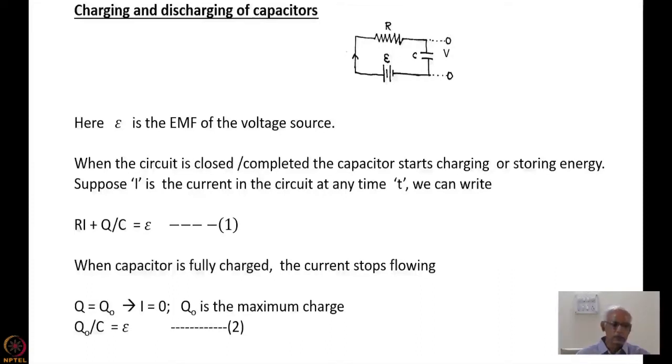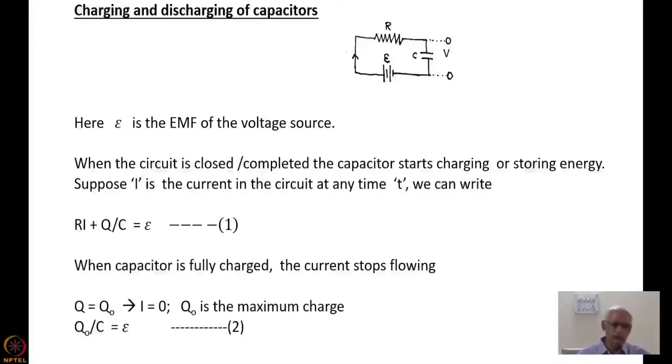So let us say that here epsilon is the EMF of the voltage source, or we are using a battery here. When the circuit is closed or completed, the capacitor starts charging, or it starts storing the energy. Suppose I is the current passing through this circuit, shown above, and at any time, how much charge will be transferred, how much will be the current flowing there.